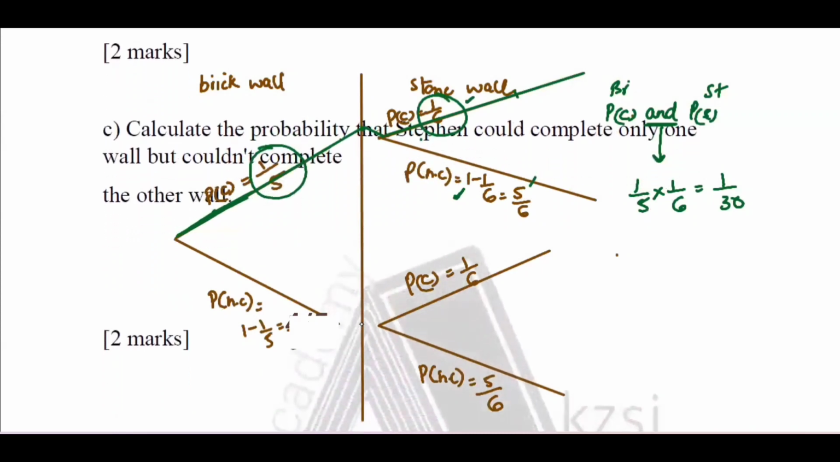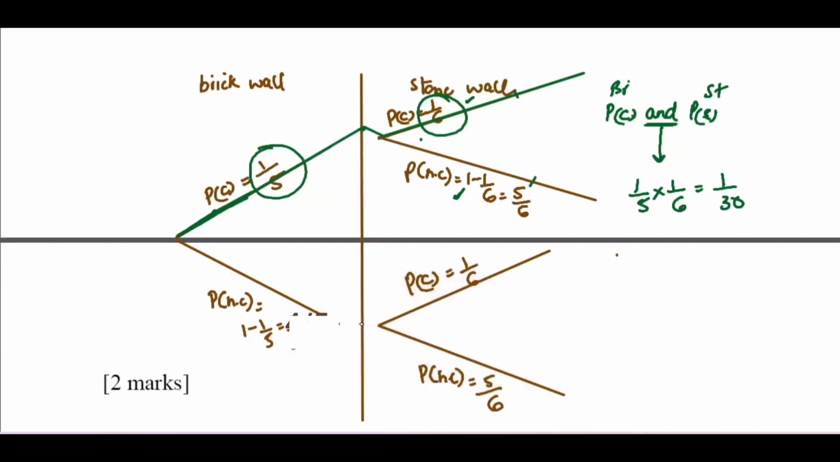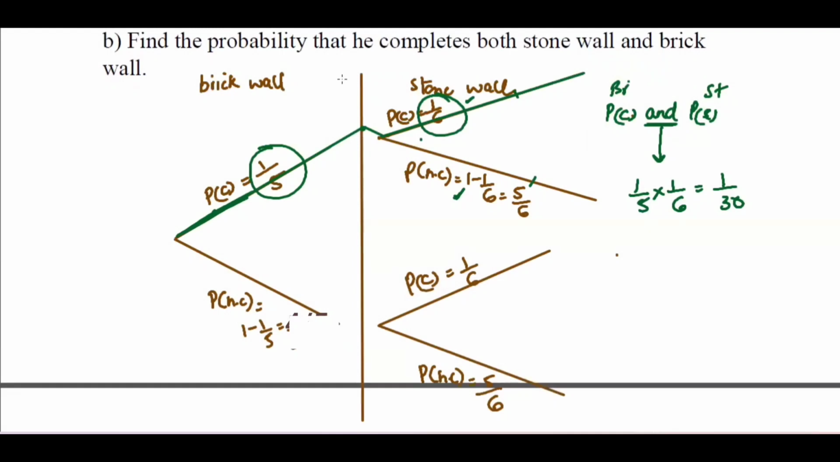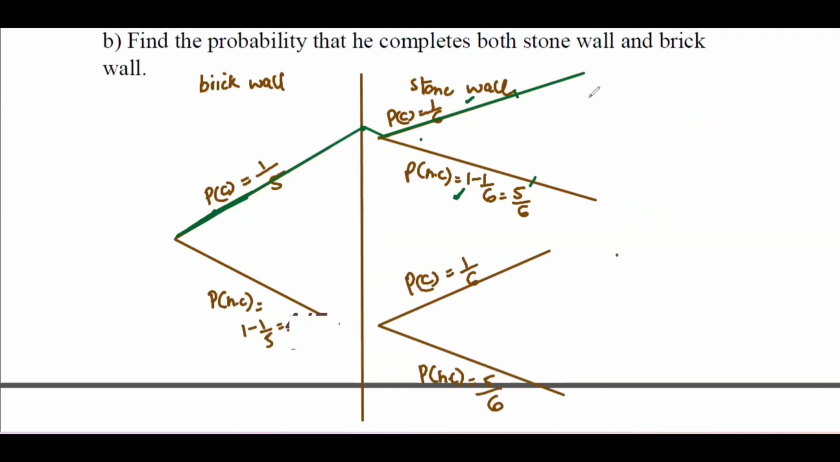Part C says calculate the probability that Stephen could complete only one wall but couldn't complete the other wall. See, we have to find the probability where he is completing only one wall, either the brick wall or the stone wall. So we have two cases. Either he will complete brick wall and will not complete the stone wall, or he will complete the stone wall and will not complete the brick wall.